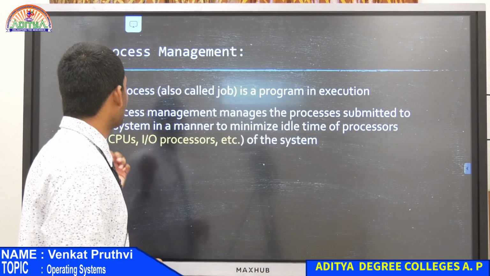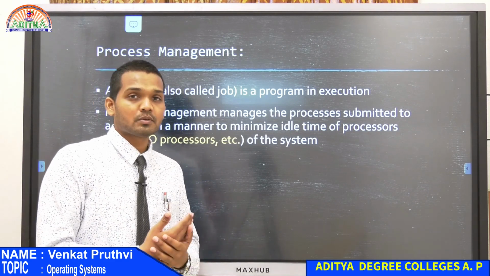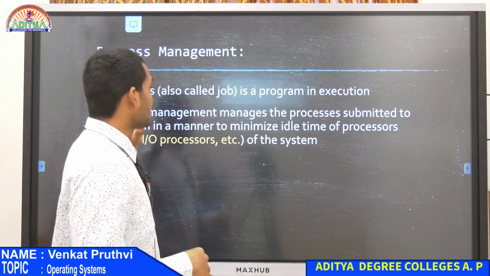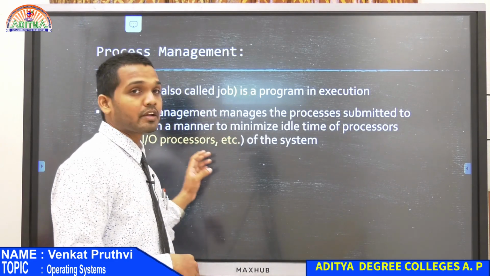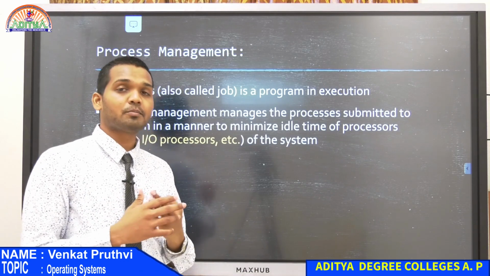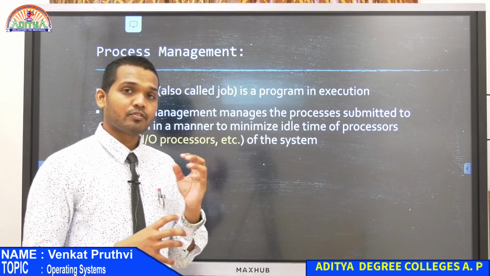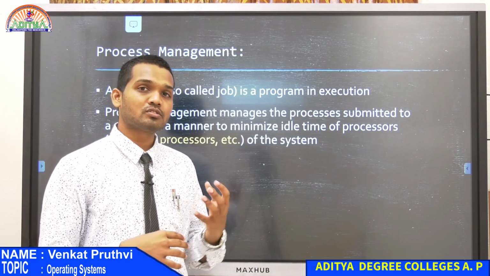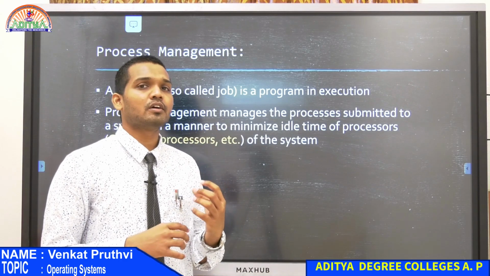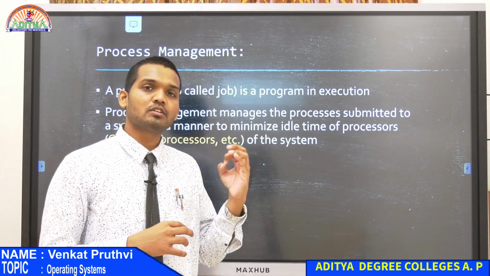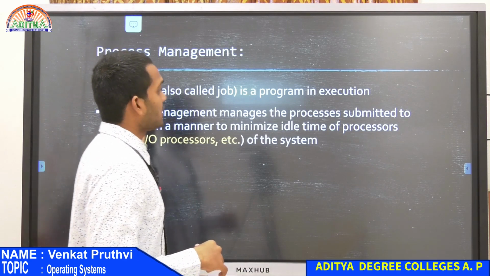What do you mean by process management? First of all, before moving on to process management, we have to first understand what a process is. A process is also called a job. We already discussed it. Process, job, task, whatever it is, all of them have the same function, and you can use these terms interchangeably. But whenever you are using the terminology for an operating system, it's always better to use process or job.